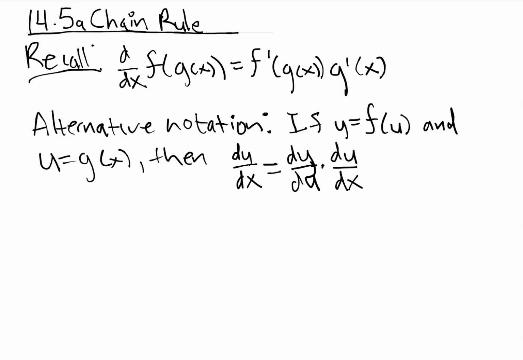What's really happening is that dy du is the derivative of y with respect to u, which is the derivative of our outside function. And for du dx, u was really g and the variable there is x, so the derivative of u with respect to x is the derivative of our inside function. Both of these expressions of the chain rule are functionally equivalent, just one in prime notation and one in dy dx notation. Be prepared to look at something similar to this in a little bit.